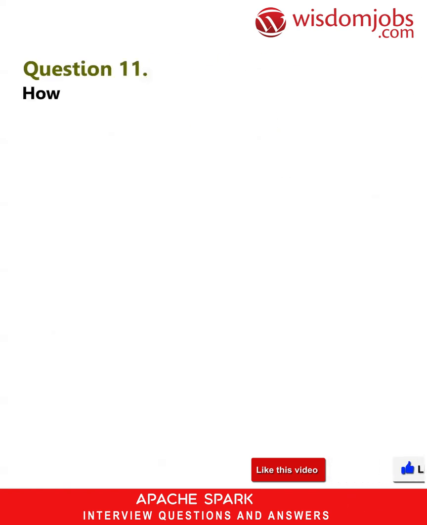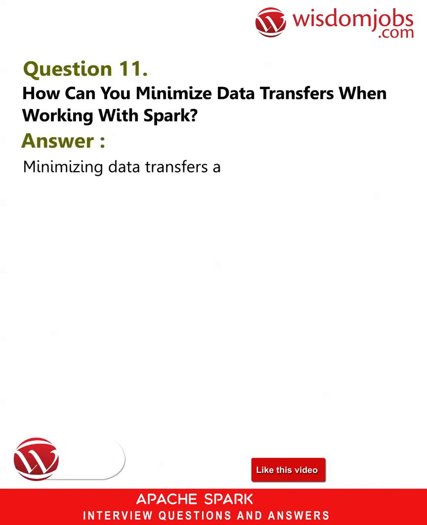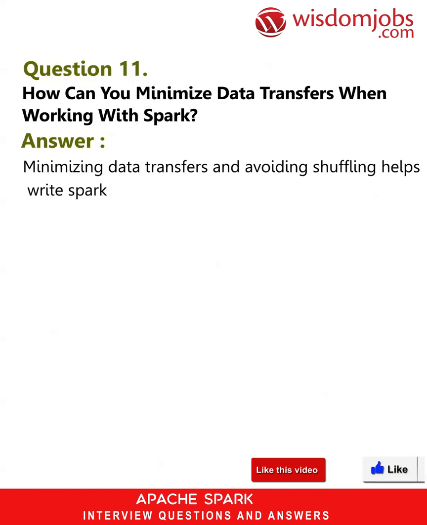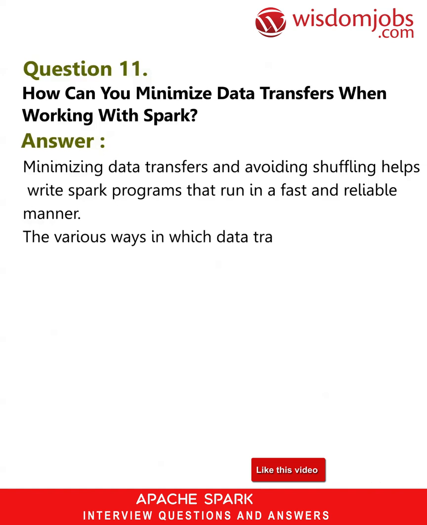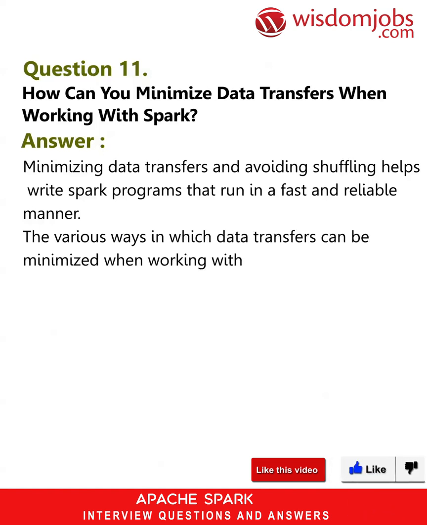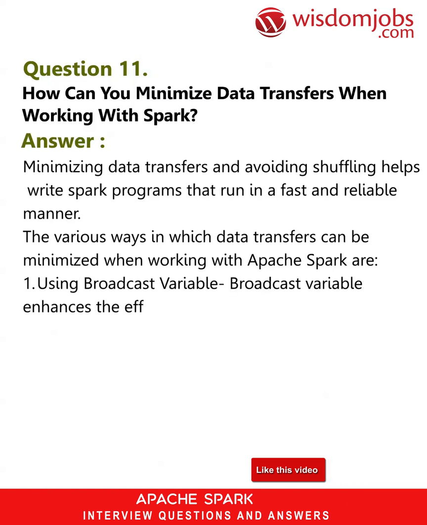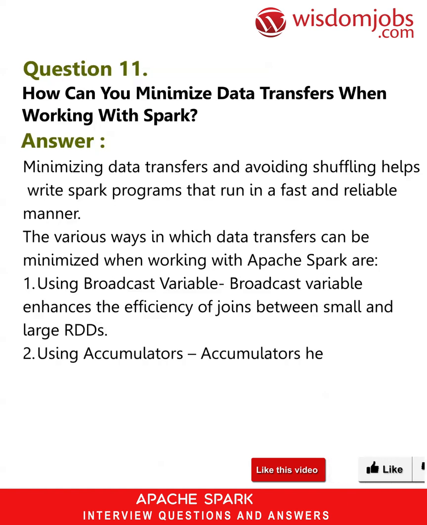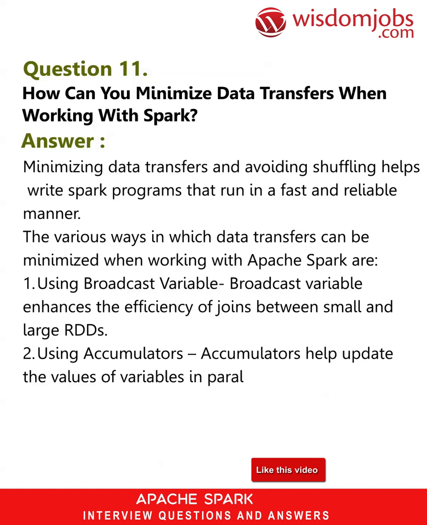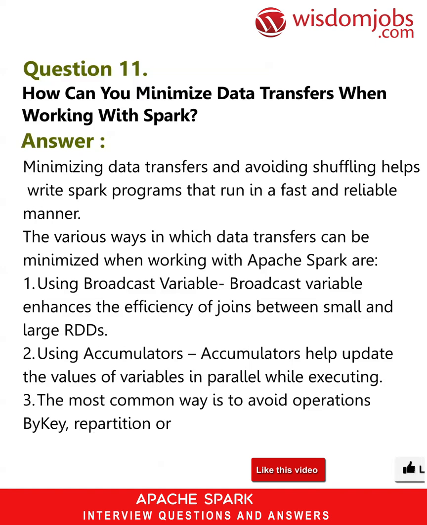Question 11. How can you minimize data transfers when working with Spark? Answer. Minimizing data transfers and avoiding shuffling helps write Spark programs that run in a fast and reliable manner. The various ways in which data transfers can be minimized when working with Apache Spark are: 1. Using broadcast variables. A broadcast variable enhances the efficiency of joins between small and large RDDs. 2. Using accumulators. Accumulators help update the values of variables in parallel while executing. 3. The most common way is to avoid operations like ByKey, repartition or any other operations which trigger shuffles.